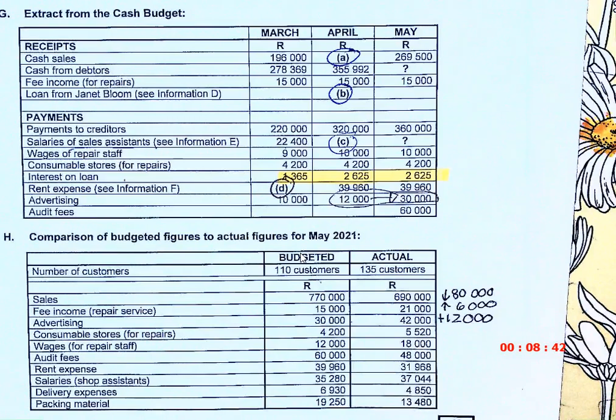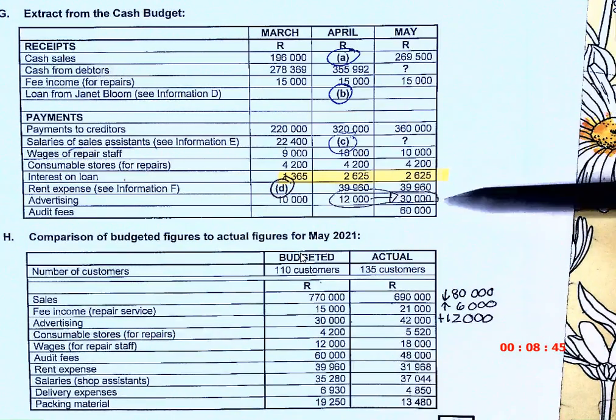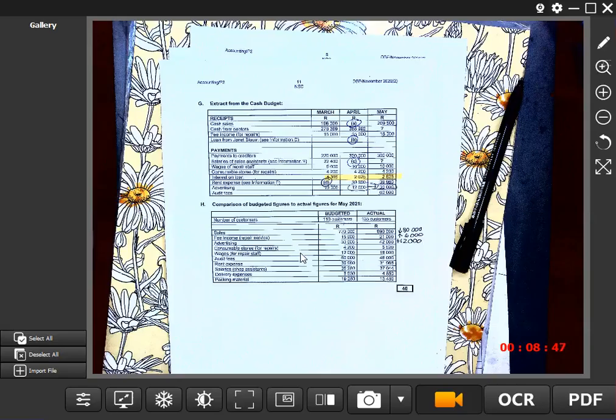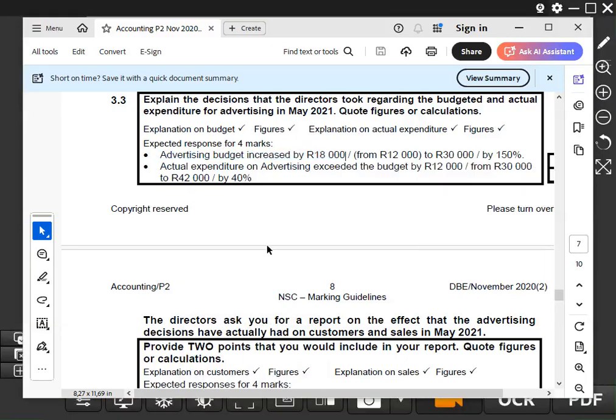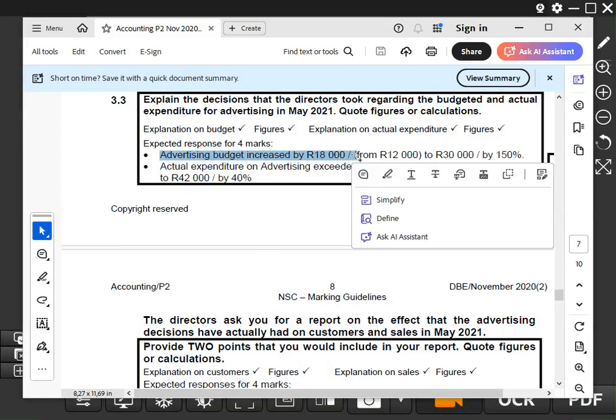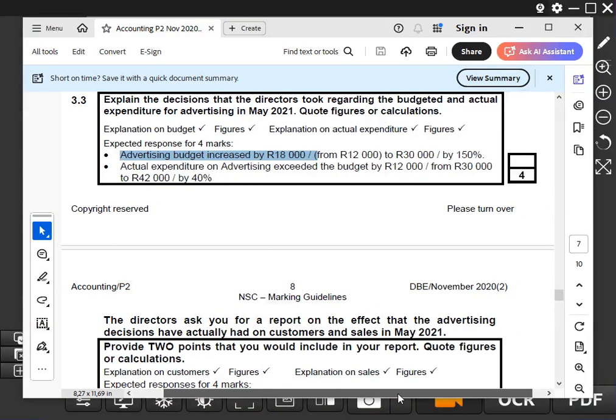Yeah, but they are looking at the budgeted. But it's not wrong because the info is there. Remember, we've only looked at the first dot. So they say advertising budgeted increased by 18,000. So that gave you 2 ticks. Then they say the actual expenditure exceeded the budgeted with 12.